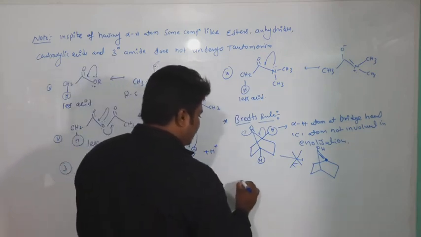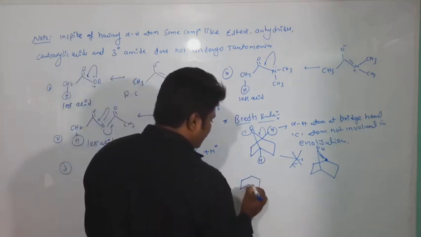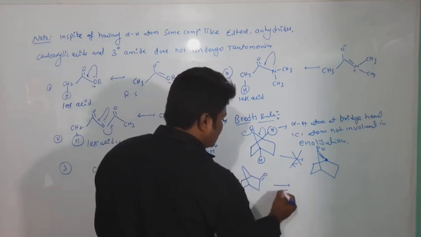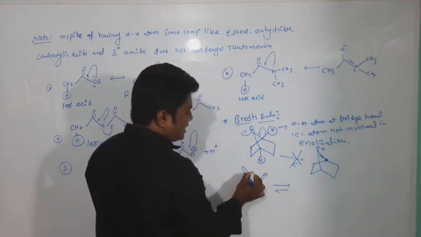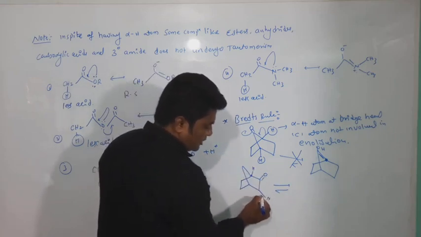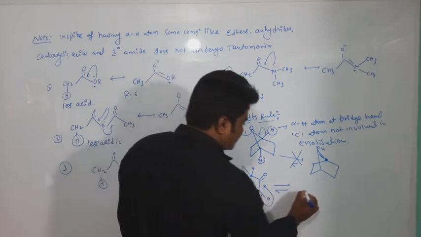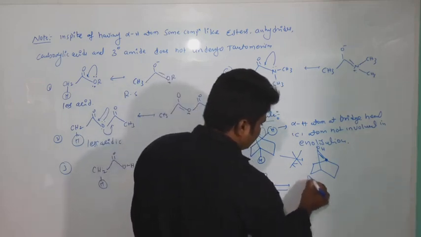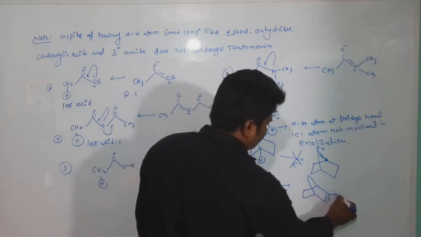For example, see here. Does it show tautomerism? See here. This is a carbonyl group. Here is it possible? Yes, possible. Because this is a bridgehead carbon atom, this hydrogen is not involved. But here we have the one hydrogen. See, it will be involved in the tautomerization. And now you will get the tautomeric structure. See here. This is what you know. Okay.